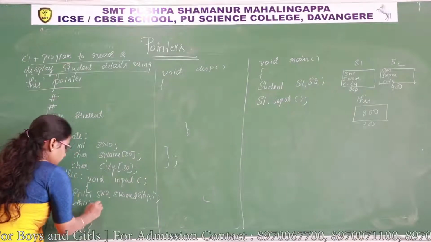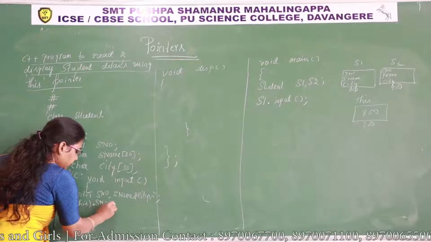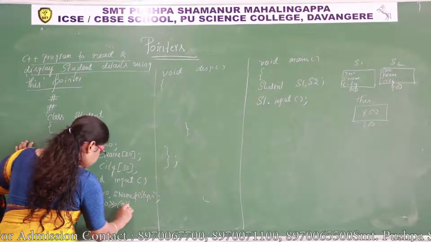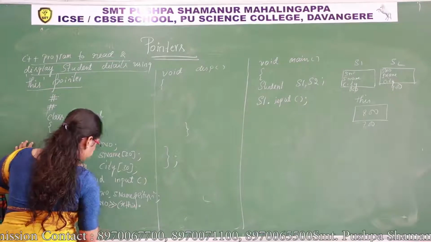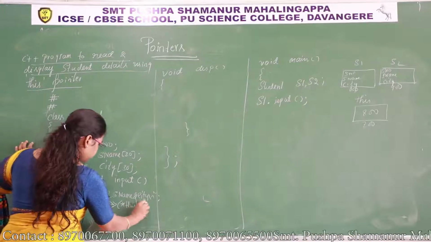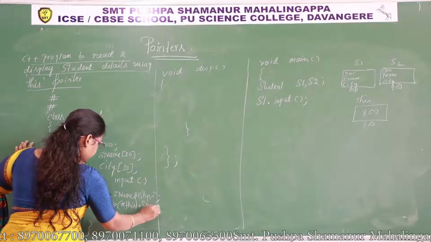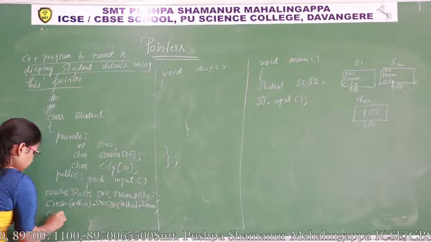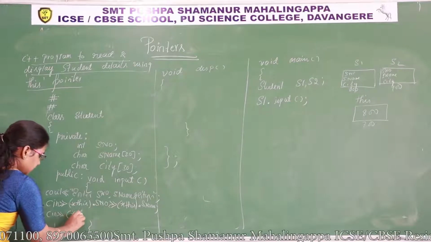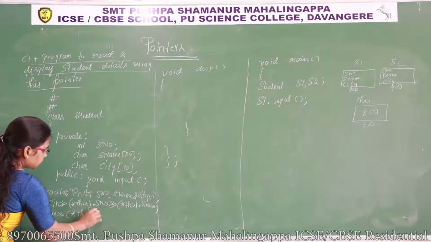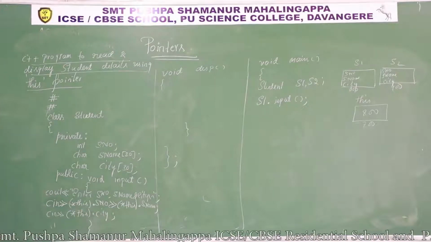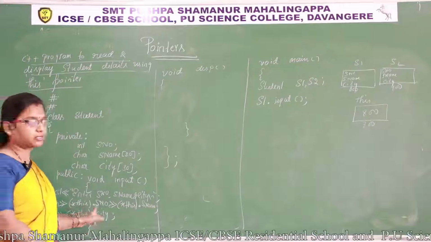Star this dot SNO, extraction, star this dot sname, semicolon, cin, extraction, star this dot city, semicolon. So in this way we can use this pointer here.